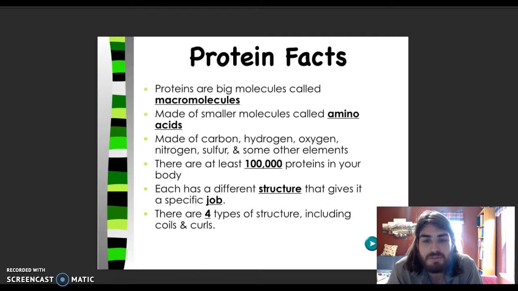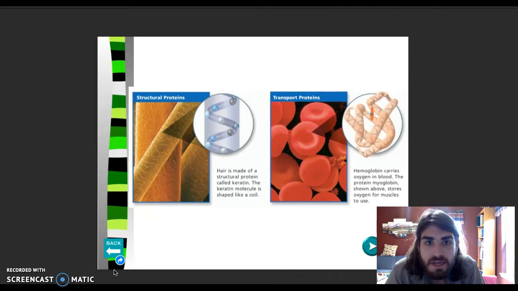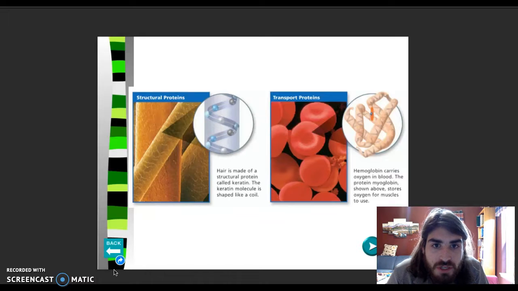And there's 4 types of structures, including coils and curls. Here's a picture of it. Here's like the structure of the spiral. Kind of like a helix. Wow, yeah, I like that illustration.